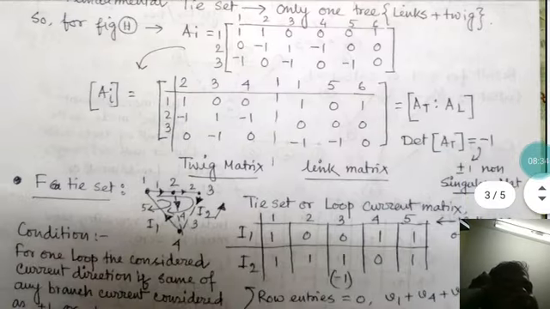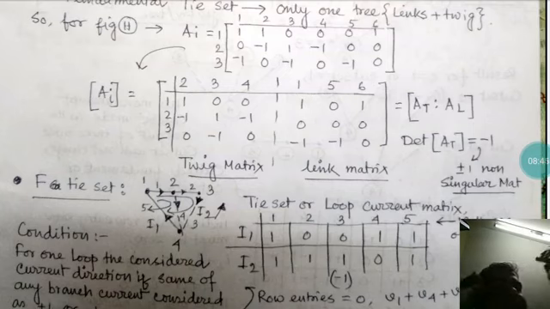So here it can be written as A = [AT AL]. AT means the twig matrix, and AL means the link matrix. But here one important thing: the determinant of AT is always plus or minus 1, so it is a non-singular matrix. Okay, keep it in mind. But AL is a singular matrix.